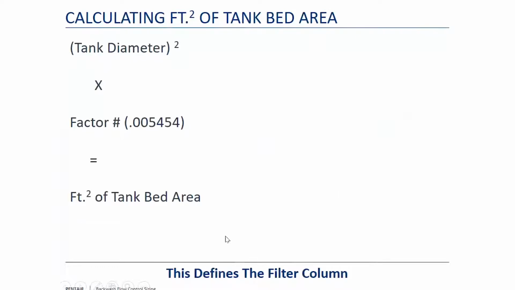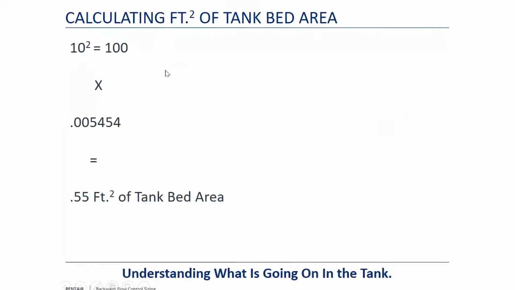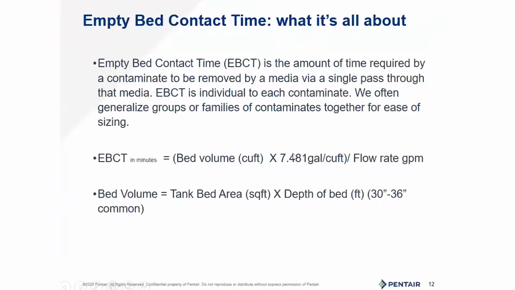This defines your filter count. Okay, so in a 10-inch tank, 10 inches, 100 inches squared times this number, it works out to be 0.55 square feet of tank bed area. This lets us know what surface area that water's got to transition through in order to get through the tank. The reason we're doing this is because this is a number we need to plug into formulas for empty bed contact time. Now, empty bed contact time is what this is all about.